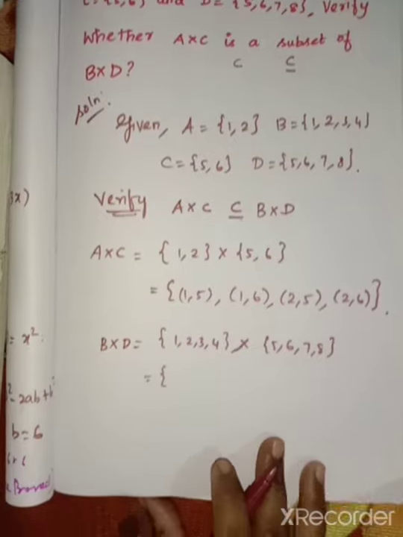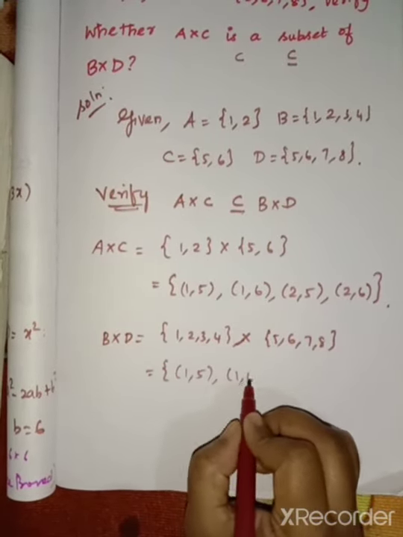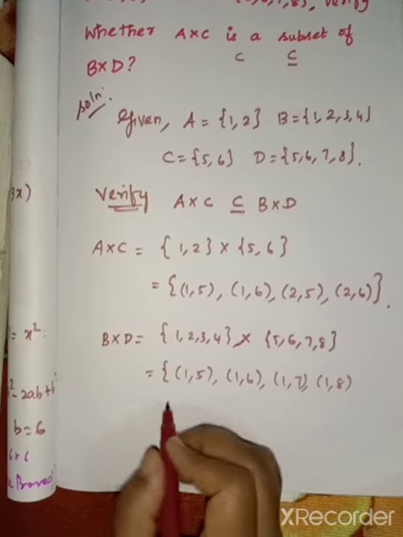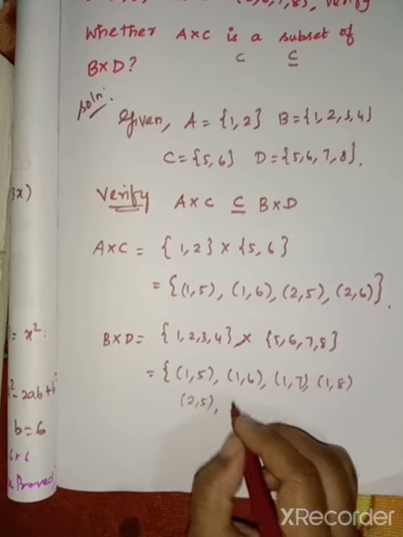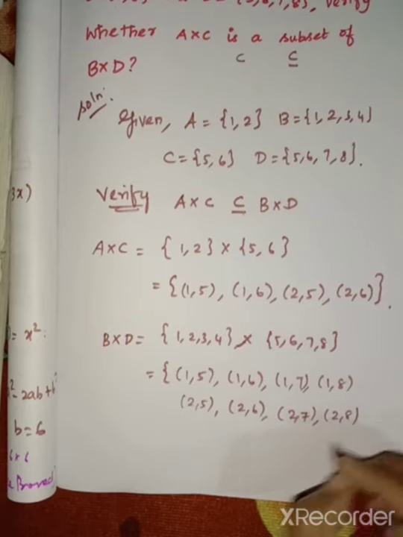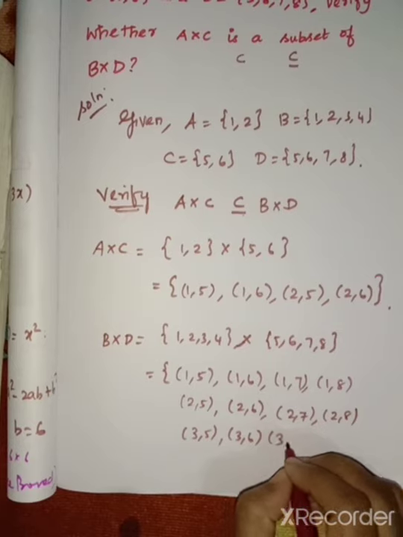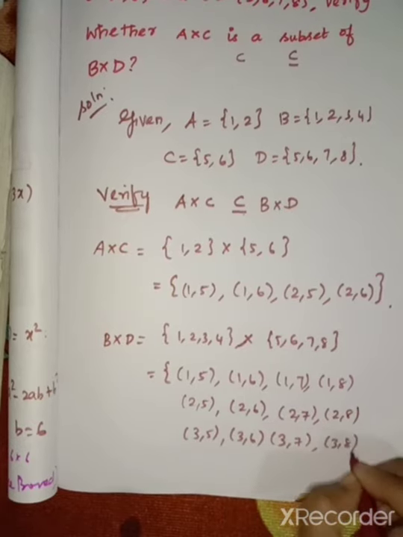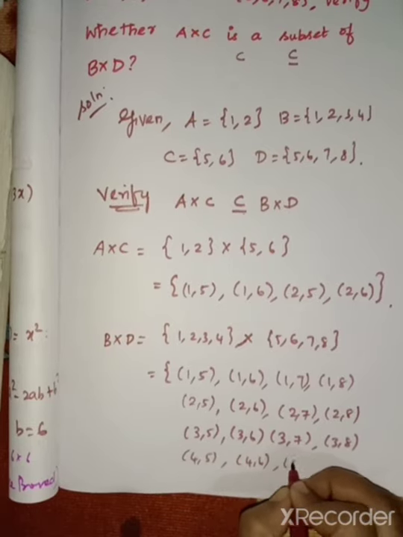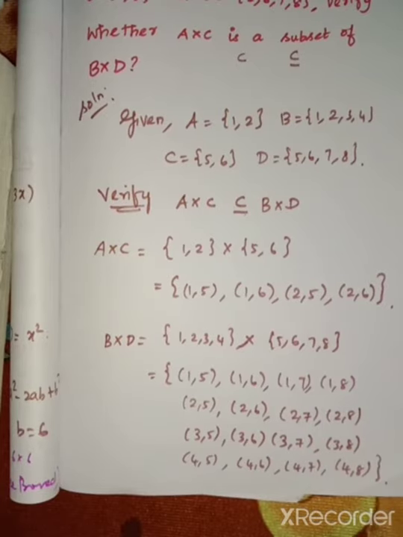So we can do the ordered pairs. So set of 1, 5, 1, 6, 1, 7, 1, 8. Then 2, 5, 2, 6, 2, 7, 2, 8. 3, 5, 3, 6, 3, 7, 3, 8. Then 4, 5, 4, 6, 4, 7, 4, 8. Then close the set bracket.